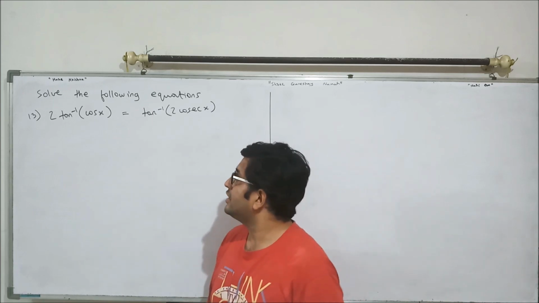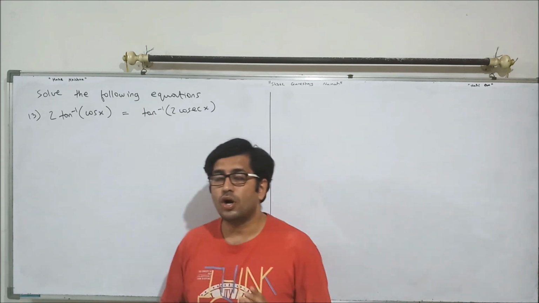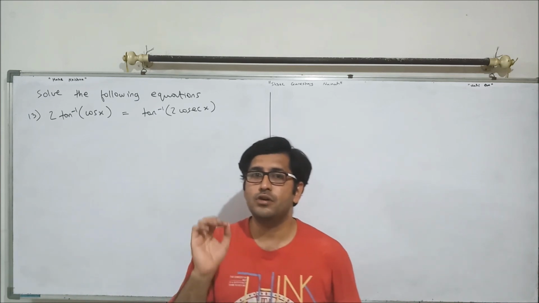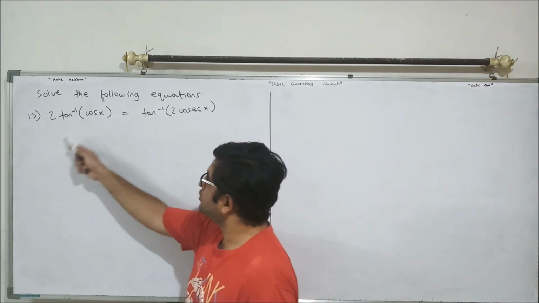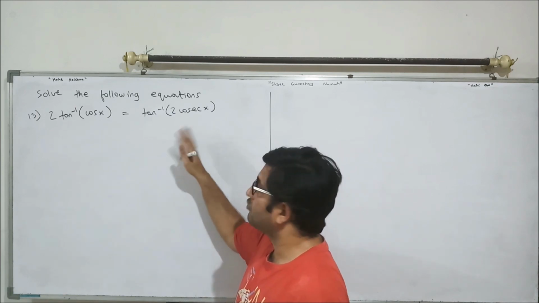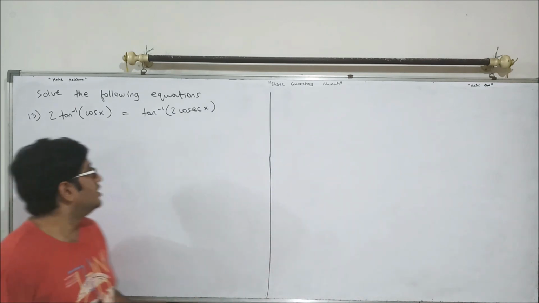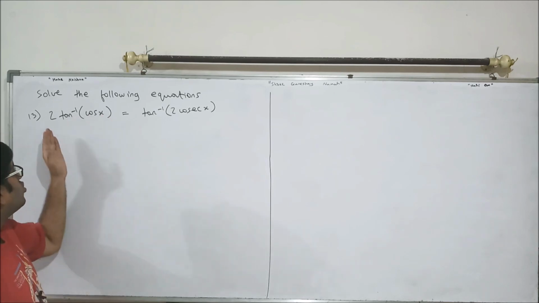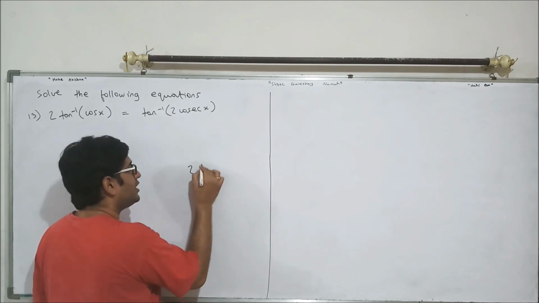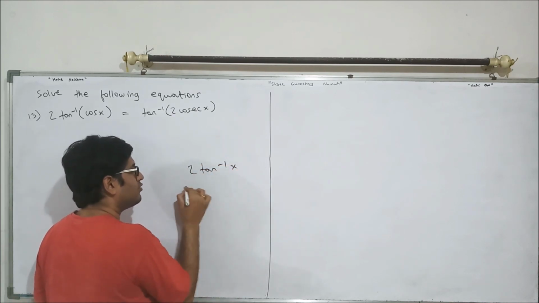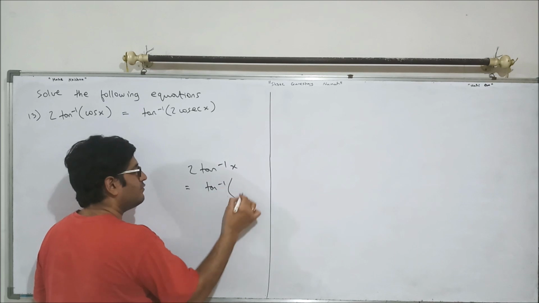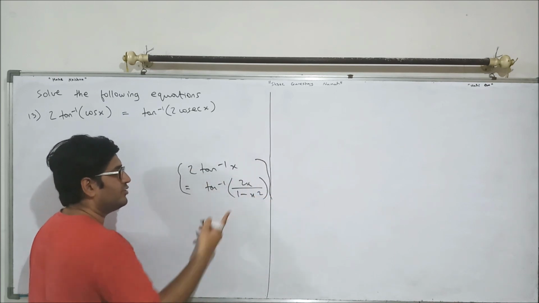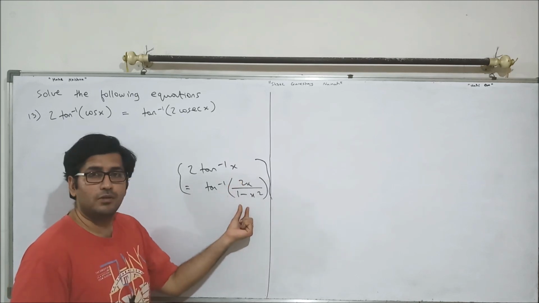Okay students, question number 13 is solve the following equation. Solve the following equation means simplify the given equation and get the value of x. So the given equation is 2 tan inverse of cos x is equal to tan inverse of 2 cosec x. Now students, if you observe the LHS, it is like 2 tan inverse of x. We have one property for 2 tan inverse of x. What is that property? We get tan inverse of 2x upon 1 minus x square. So instead of 2 tan inverse x, we can substitute tan inverse of 2x upon 1 minus x square.